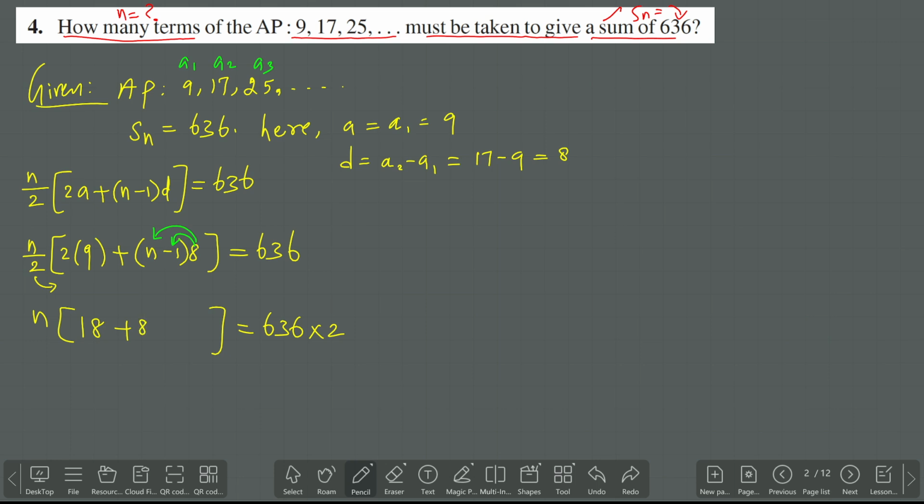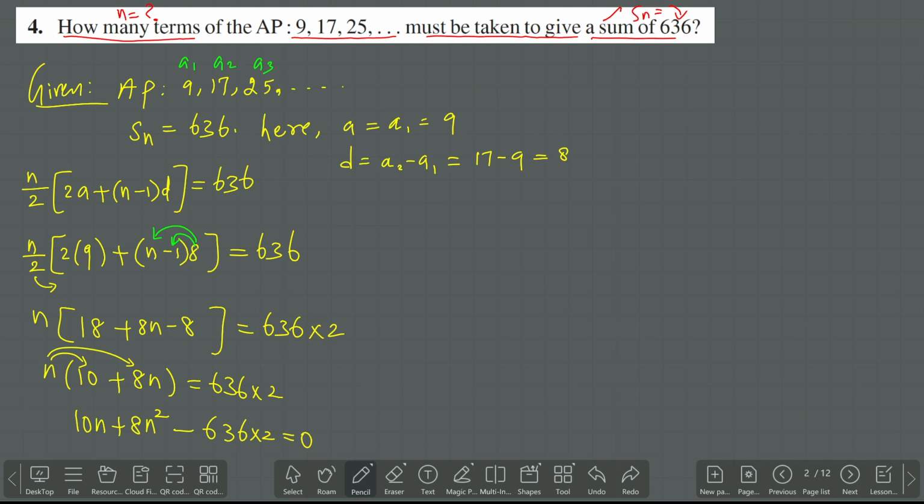So, 8 into n, 8 n minus 1 into 8 minus 8. Okay. So n into 18, sorry, not 18, because 18 minus 8 is 10, plus 8n, which is equal to 636 into 2. Multiply the n inside. When you multiply n, you will be getting like this. Okay. So 10n plus 8n square. When you bring this opposite, minus 636 into 2 equal to 0.